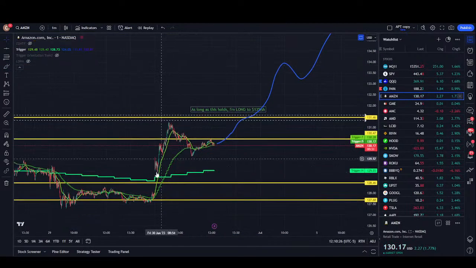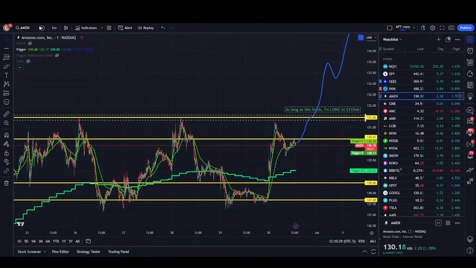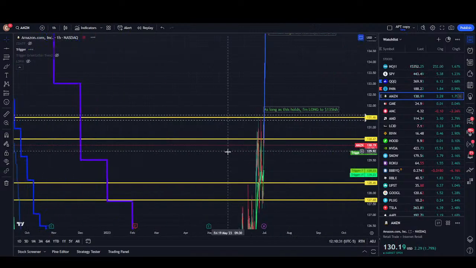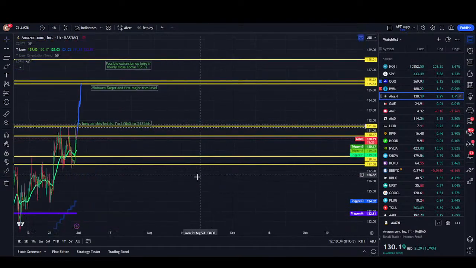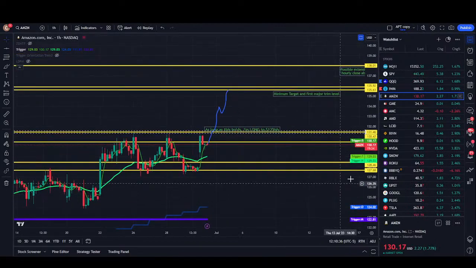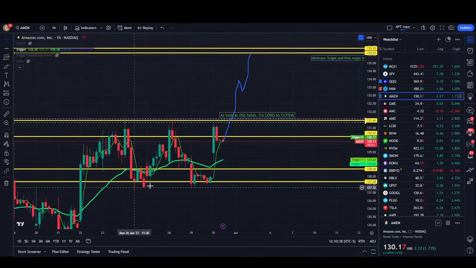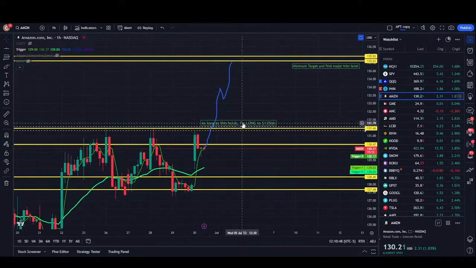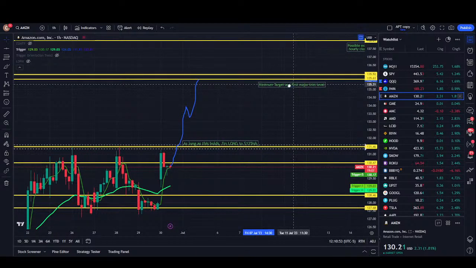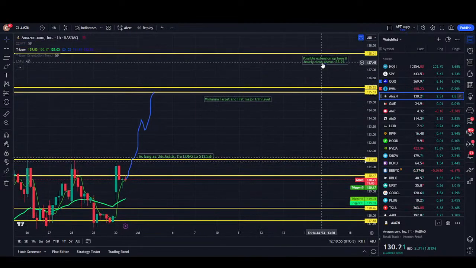We tried to play Amazon earlier, and we lost the trade. But again, it was a pretty insignificant loss because the long idea was get long as long as 127 holds, and it didn't. So I got stopped out, and then obviously it ended up ripping to the upside. But yeah, this is what I have. I'm going to try long above 131.46, and this is going to be the minimum target, first major trim level, possible extension up here to 138 if we close above 135.36.